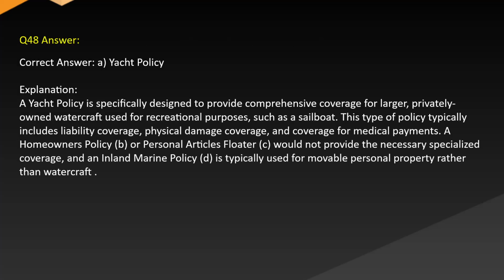Yacht policy. Explanation: a yacht policy is specifically designed to provide comprehensive coverage for larger privately owned watercraft used for recreational purposes, such as a sailboat. This type of policy typically includes liability coverage, physical damage coverage, and coverage for medical payments. A homeowner's policy, B, or personal articles floater, C, would not provide the necessary specialized coverage, and an inland marine policy, D, is typically used for movable personal property rather than watercraft.